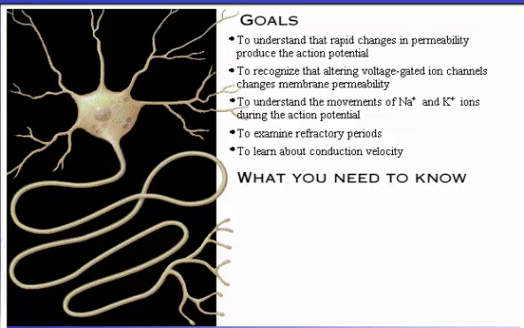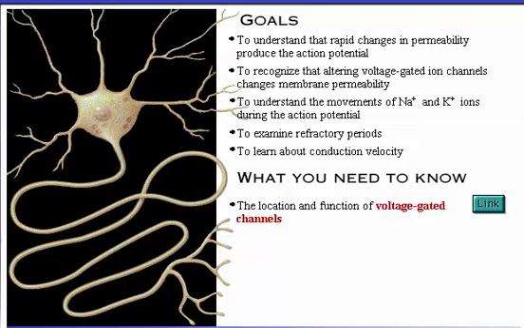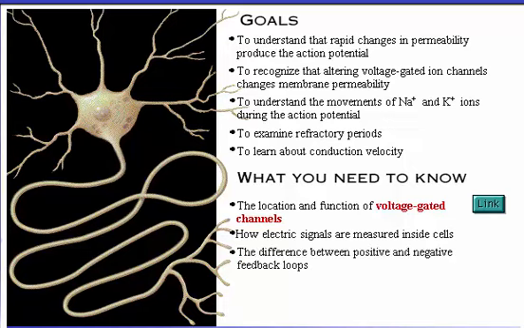Here's what you need to know: the location and function of voltage-gated channels, how electric signals are measured inside cells, the difference between positive and negative feedback loops, and how axons are insulated with myelin.